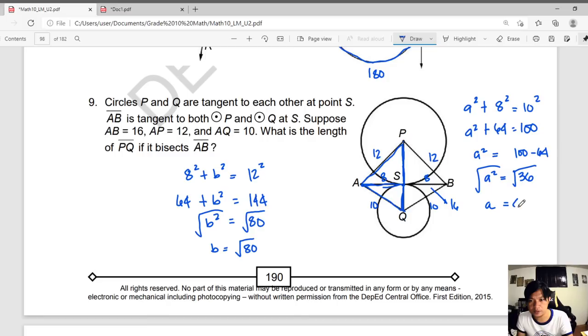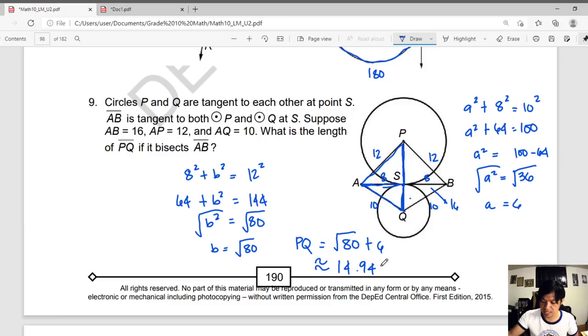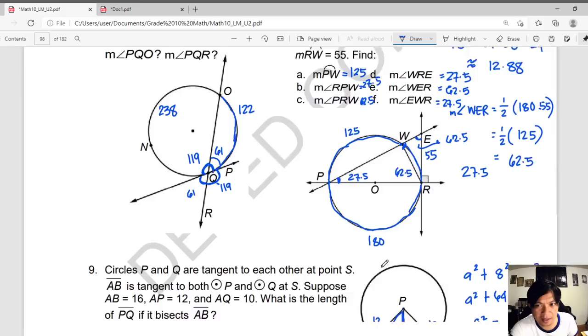That means we just add the two. So the measure of PQ is equal to the square root of 80 plus 6. Or approximately, what is the square root of 80? Square root of 80, okay, 8.94 plus 6. So approximately 14.94 units is its measure. Okay? So the Pythagorean theorem is really useful here.